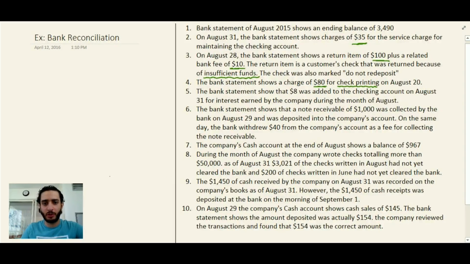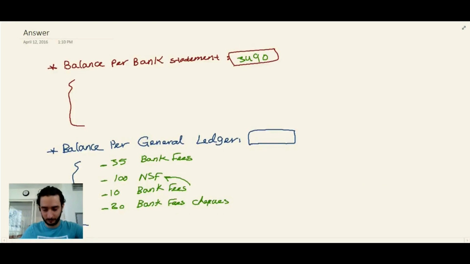The bank statement shows that $8 was added to the checking account on August 31st for interest earned by the company during the month of August. So here is some interest we have earned, so plus $8 interest.